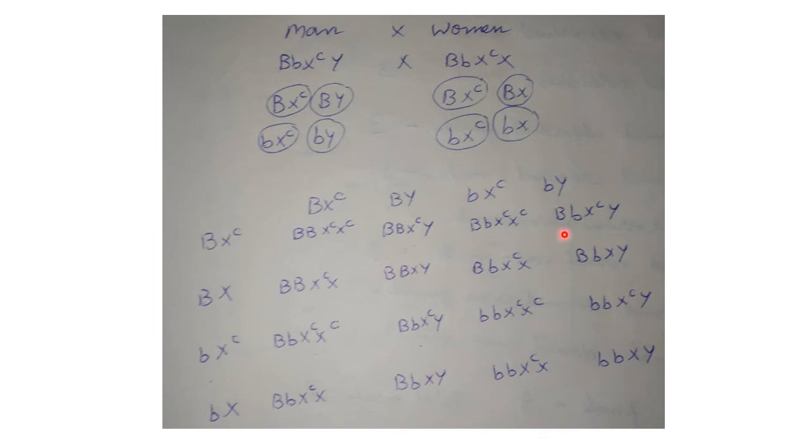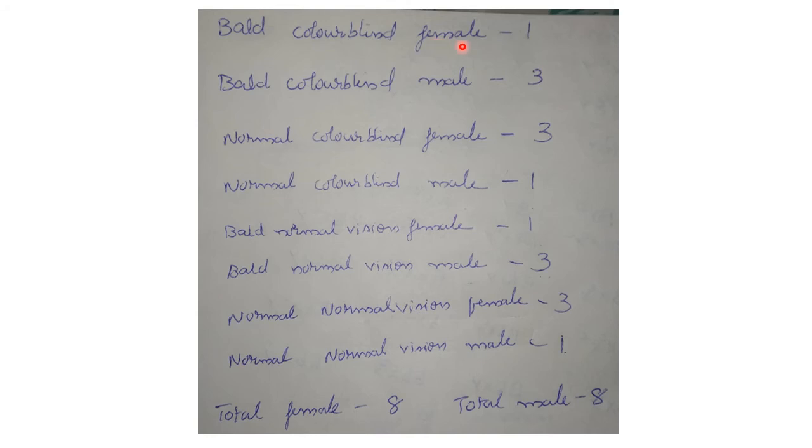After crossing, you will get 4 gametes from each of the crosses, produced by man and woman, and upon crossing you will get 16 progenies. That is bald colorblind female 1, bald colorblind male 3, normal colorblind female 3, normal colorblind male 1, bald normal vision female 1, bald normal vision male 3, normal vision female 3, normal vision male 1. So out of a total, female 8 and male 8. So you can go through this one.